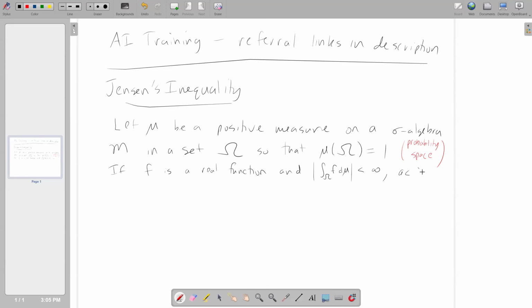A is less than f is less than B, and phi is convex on the interval from A to B.